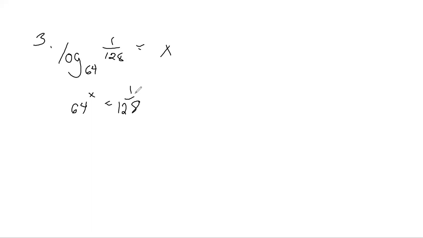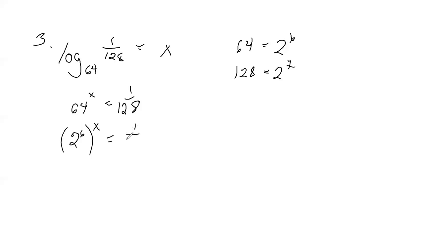Well, as we saw from the previous problem, 64 and 128 are both powers of 2. 64 was 2 to the 6th power, and 128 was 2 to the 7th power. So let's rewrite those two numbers as powers of 2. So 64, 2 to the 6th raised to the x power, is equal to 1 over 2 to the 7th.